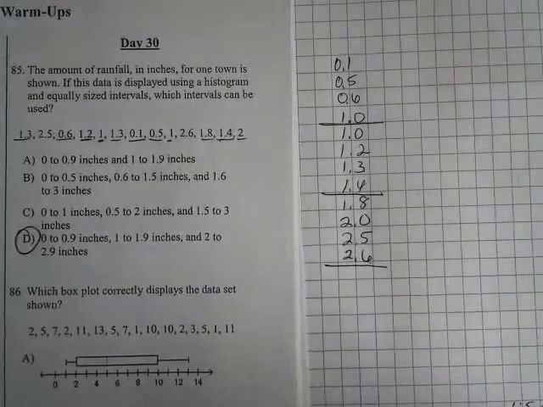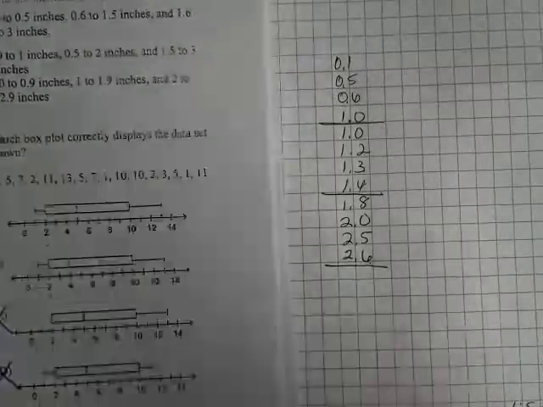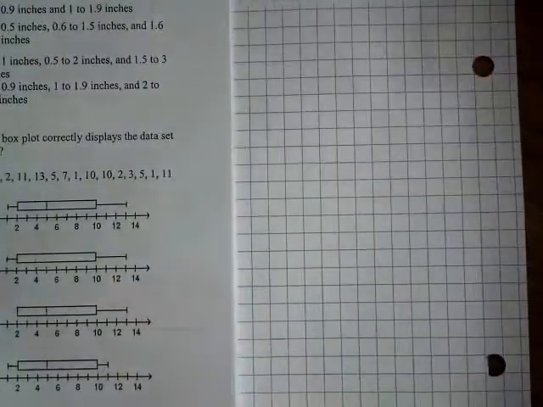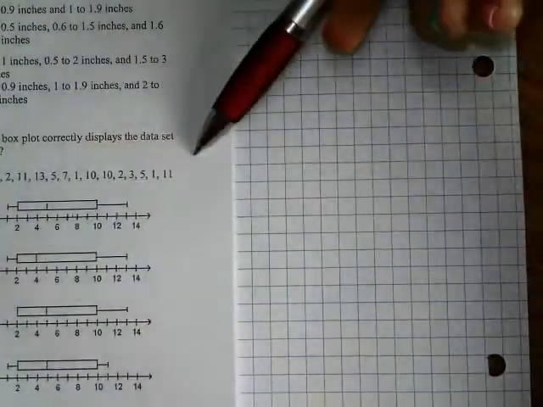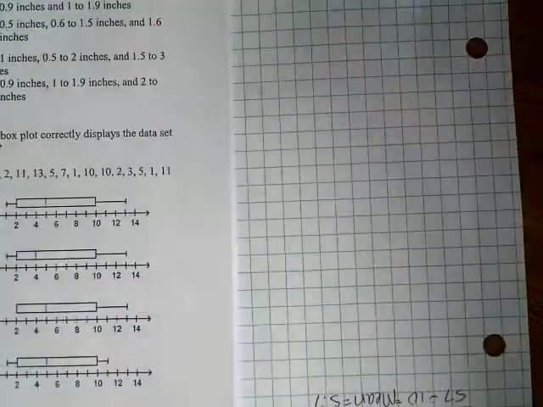Let's move on to question 86. Which box plot correctly displays the data set shown? Okay, for this one, you list the numbers from least to greatest, you find the median. Now, when we did this in class, let's do this together real quick.